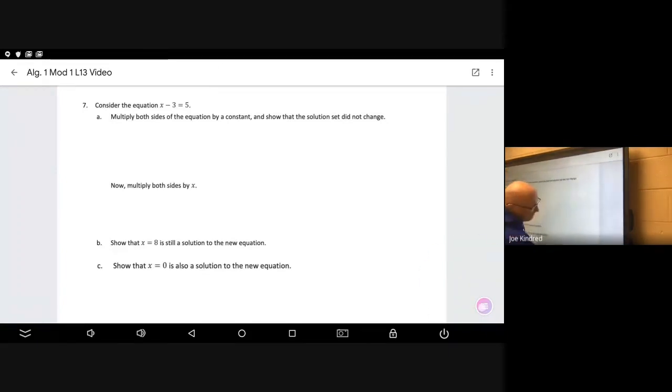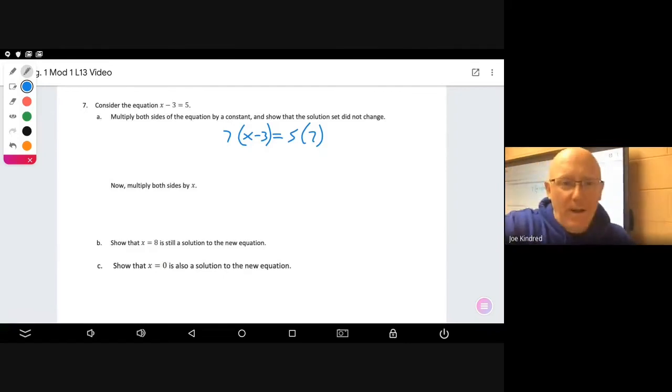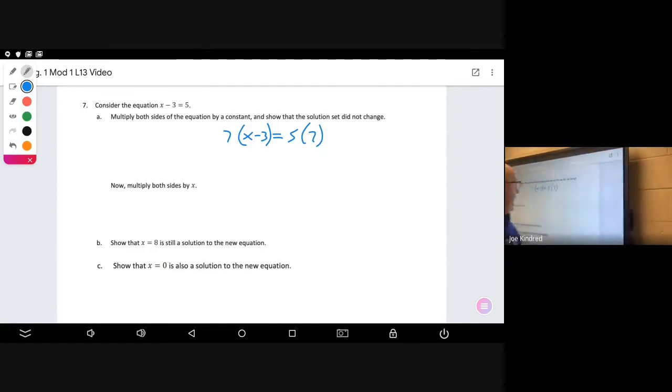So I'm going to take this x minus 3 is equal to 5. And I'm going to multiply both sides by a 7. So that's my first result: 7 times x minus 3 is equal to 7 times 5. Okay, now we've multiplied both sides, and we need to show the solution set did not change.